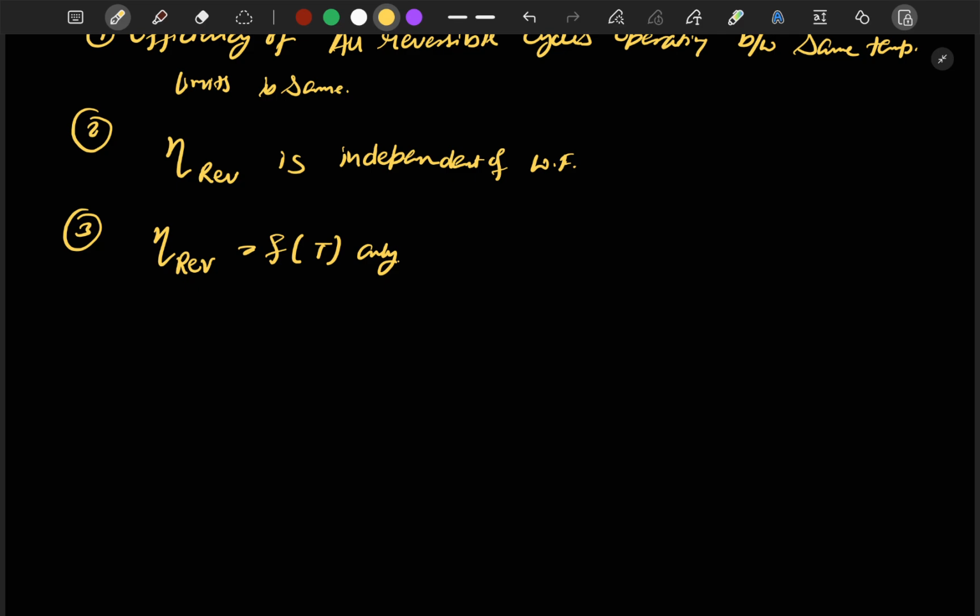When I say the reversible efficiency is a function of temperature, I mean the temperatures of both the reservoirs, TH and TL. Now we will move to our next topic. The next topic is Clausius theorem, or Clausius inequality as we also call it.